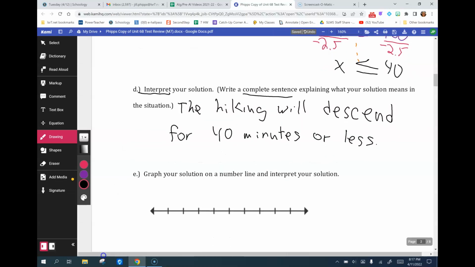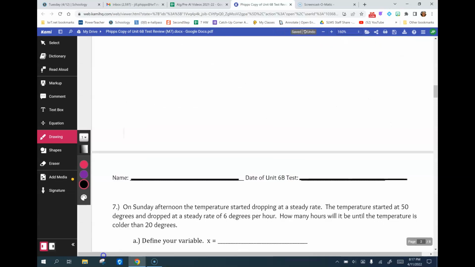Now graph your solution. So x is less than or equal to 40, so pick a 40. Okay, and this has to be 39. And this has to be 41. Okay, is this going to be an open or a closed circle? I'm giving you a hint. That's right, it's a closed circle at 40. And it's going to go off to the left. There we go.